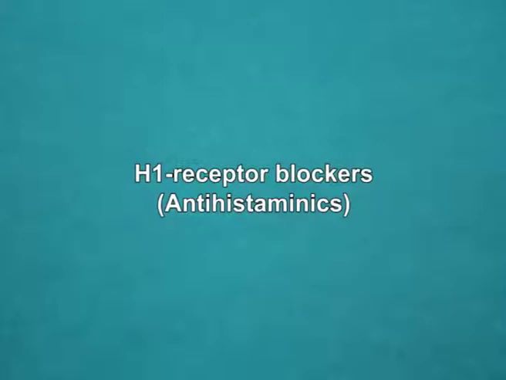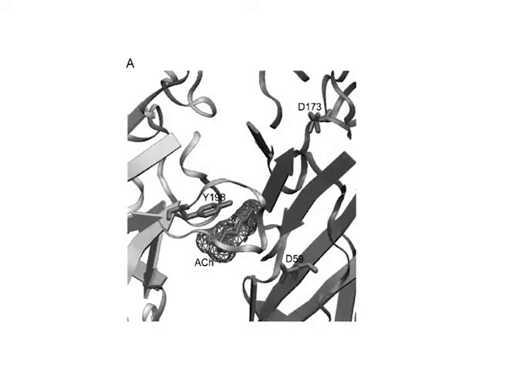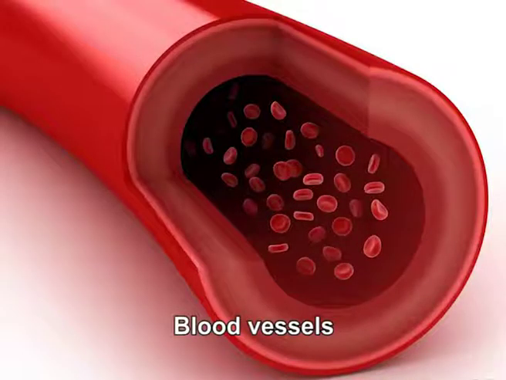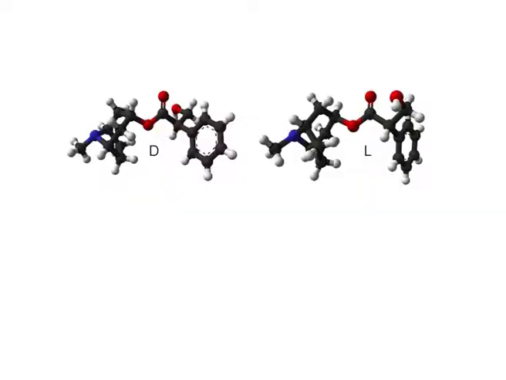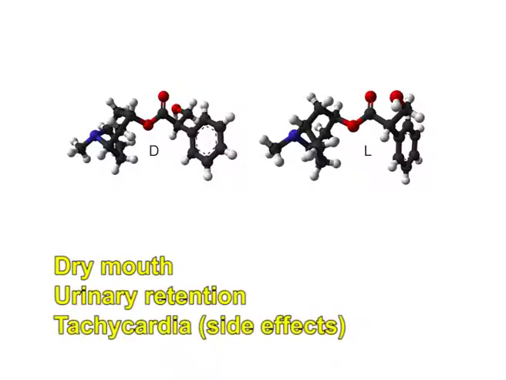Now we are discussing the H1 receptor blockers, also known as antihistaminics. We come to the mechanism of action first. They are competitive antagonists for H1 receptors. For the pharmacological effect, with H1 receptor blockade, they block histamine effects on smooth muscles and blood vessels. Atropine-like actions: dry mouth, urinary retention, and you can also feel tachycardia as a side effect.